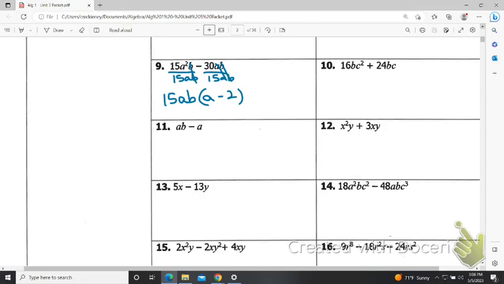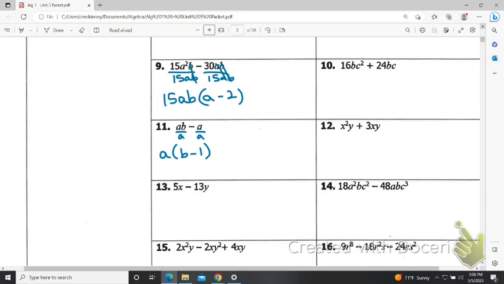In number 11, there are no numbers, but both terms do have an A in common. So that is the greatest common factor. They do not both have a B, so B cannot come to the outside. When I divide both parts by A, I get B subtract 1. I do need the 1 there, otherwise I've lost my second term. So it started out as a binomial, so I have a binomial, 2 terms, inside the parentheses.